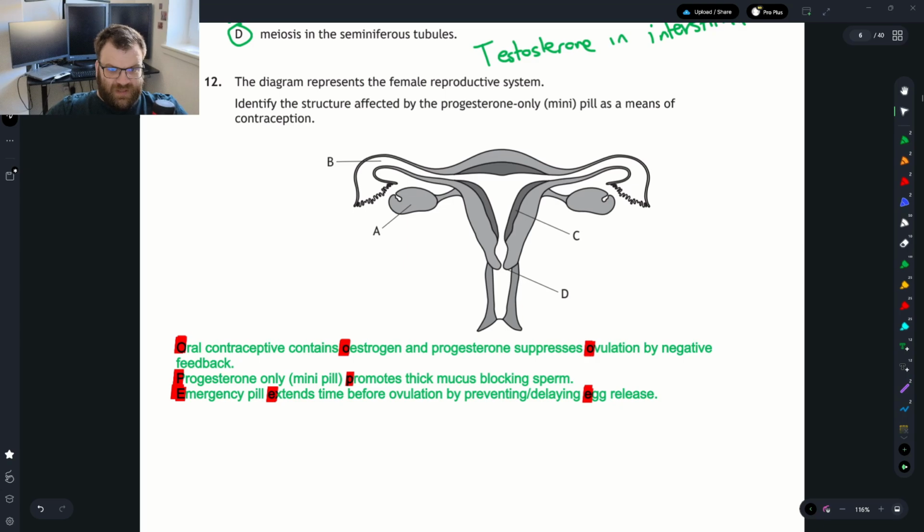Next one, with the different types of contraceptive pills, they all have different mechanisms by which they prevent pregnancy. We are here dealing with the progesterone only pill that promotes the thick mucus blocking the sperm. Sperm is going to enter through the vagina. We are going to be dealing with, that means the answer would be structure D.